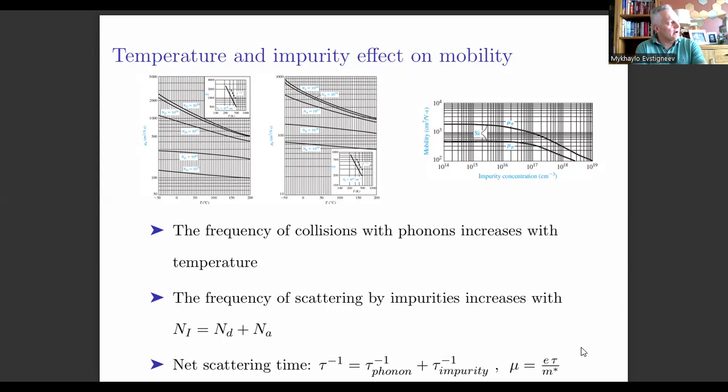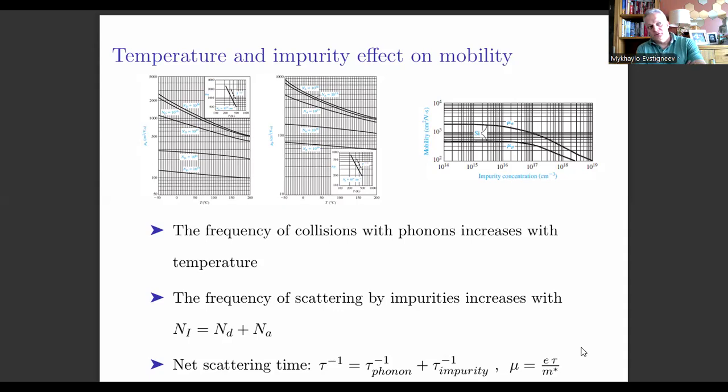And now I am repeating this maybe for the third time in this lecture. The collisions are primarily with the phonons, the quanta of lattice vibrations, and also with various defects and impurities in the crystal lattice. Let's say the crystal lattice is defect-free.